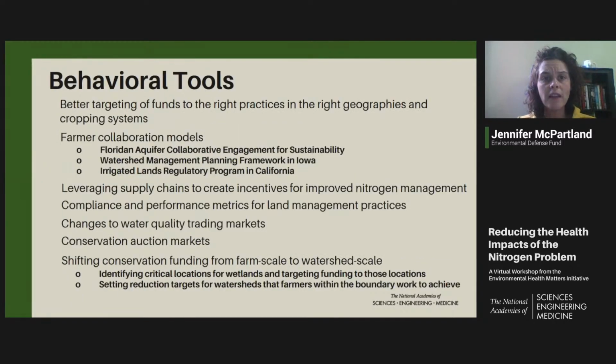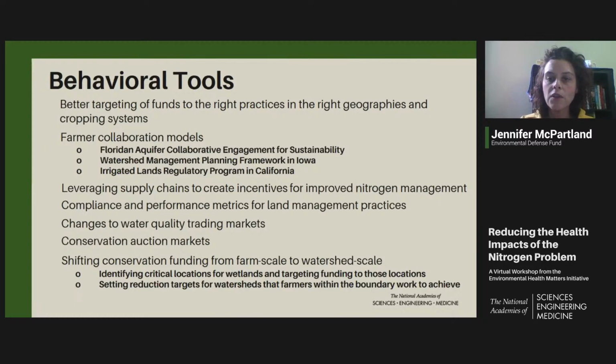Okay, so shifting then to our second session, where we'll be focusing on behavioral tools. What we heard largely during workshops 3 and 4 were various activities and efforts to motivate behavioral changes by various actors, including but also beyond farmers. And so some of those ideas and discussions were around better targeting of funds in terms of practices, geographies, and cropping systems. We heard quite a bit about organizing farmer collaborations. We heard specific examples of such collaborations occurring in Florida and Iowa and California.